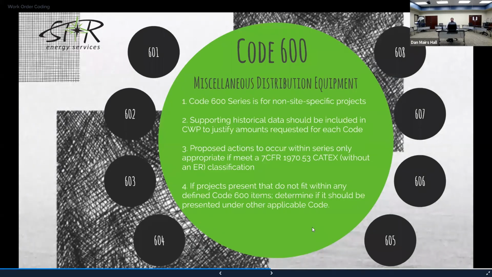So there's a whole bunch of 600 codes. These are non-site specific. Environmental review is not required for these because of the categorical exclusion. You have to have historical data on these to justify them in your construction work plan. You can't just pull these out of a hat. Usually that's not an issue though. If it doesn't fit under a 600, then you have to do an amendment with either a 200, 300, 400 code, or if it's under $100,000, you can do it as a 1600.